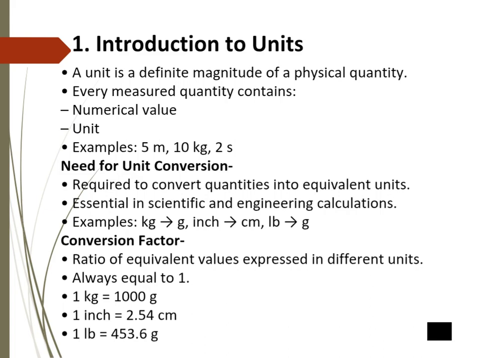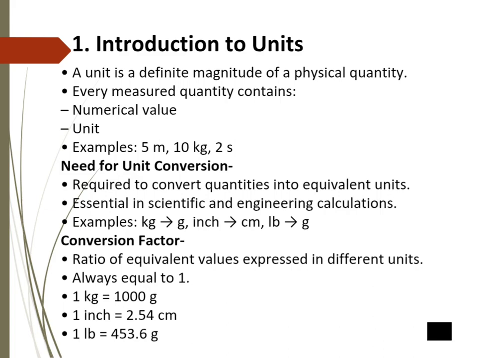So first let us understand what a unit is. A unit is a definite magnitude of a physical quantity that is used as a standard for measurement. Whenever we measure or count something, the result consists of two parts, that is a numerical value and a unit. For example, 5 meters, 10 kilometers, 2 seconds. Here 5, 10 and 2 are numerical values and meter, kilometer and seconds are units. A measured quantity must always be expressed in terms of an appropriate unit having the correct dimensions.